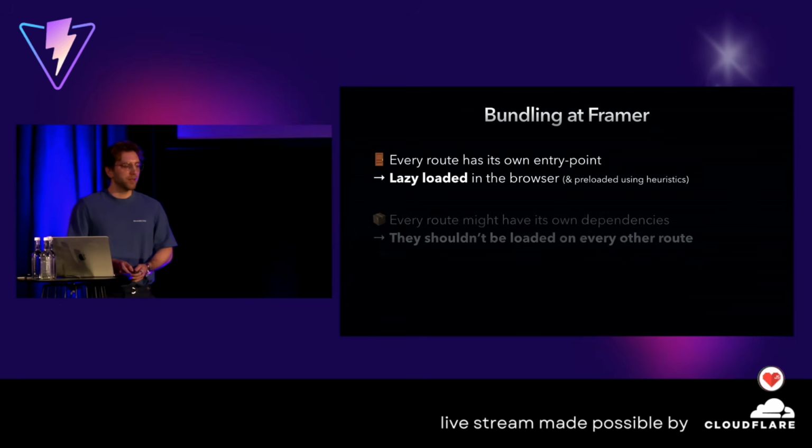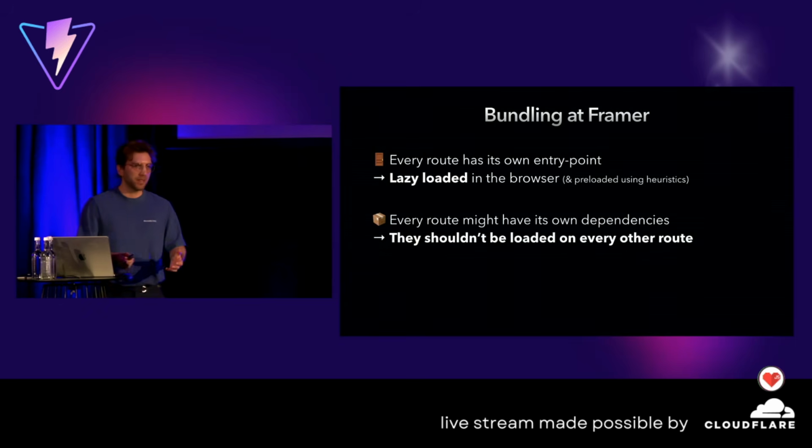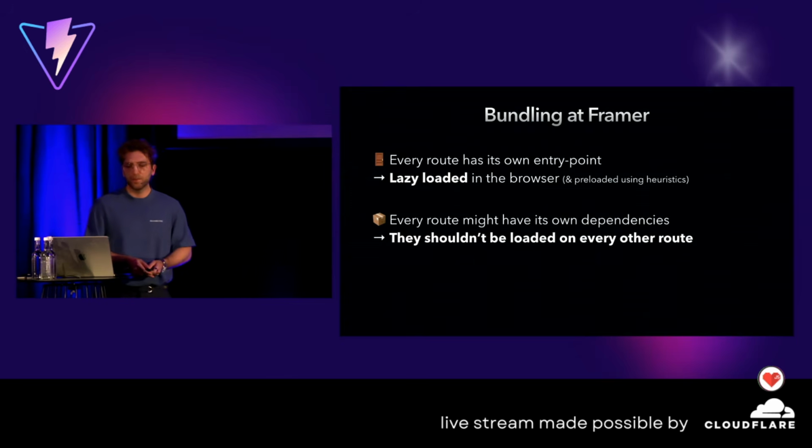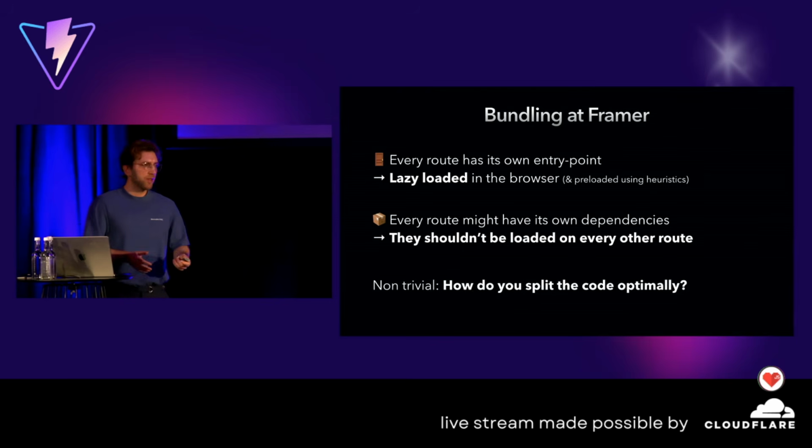And also every route has their own dependencies. So once again, they shouldn't be loaded on all other pages if only one page needs it. And the non-trivial question now is, how do you split the code optimally? So how do you land on those 20 to 25 chunks? We know the number, but how do we get to this number?